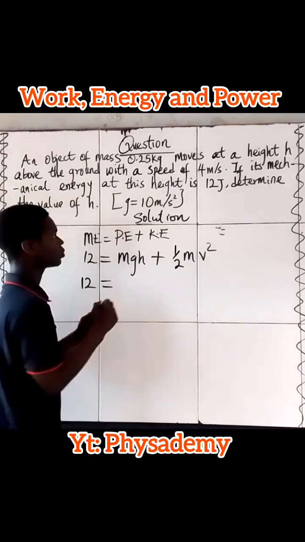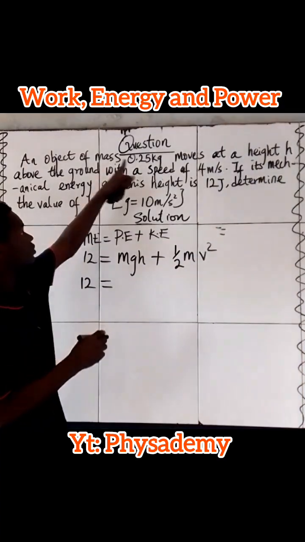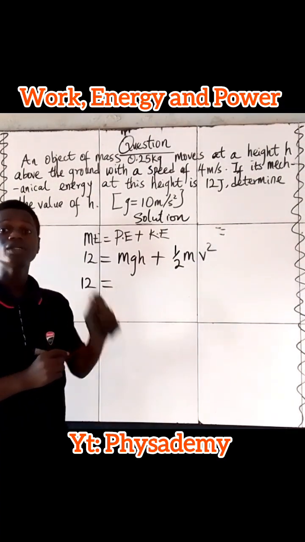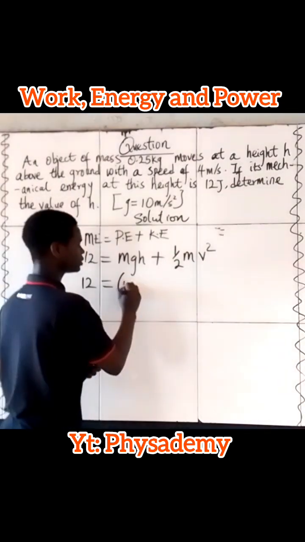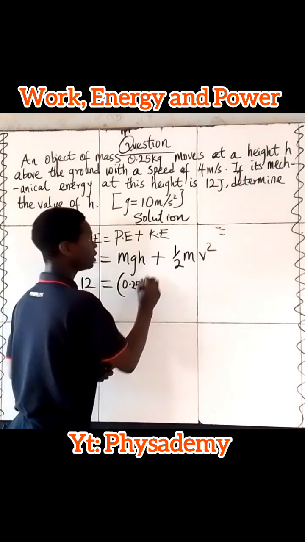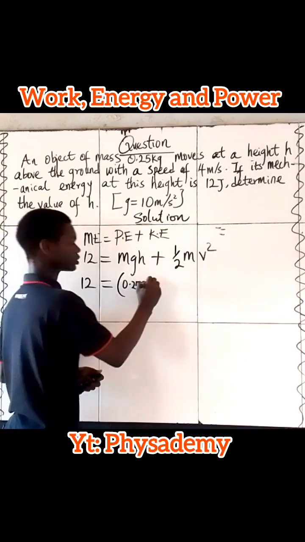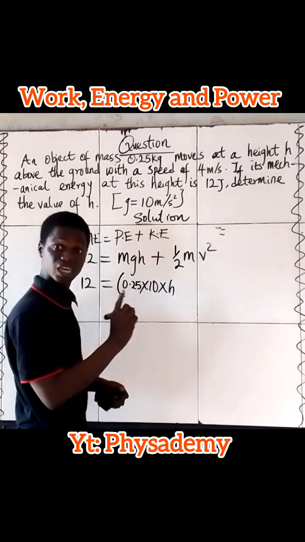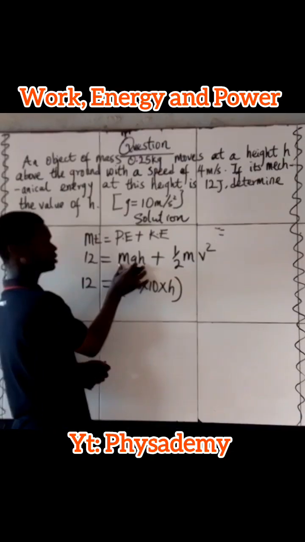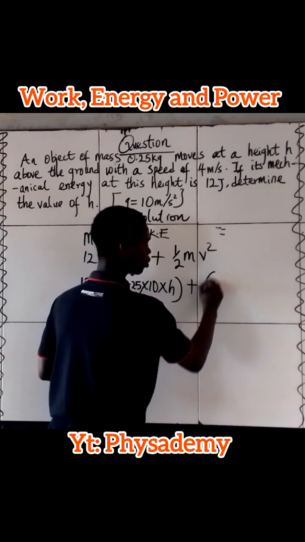12 will now be equal to, what is our mass? Our mass was given as 0.25 kg. So I can say bracket 0.25 kg times gravity, which was given as 10. Then the h is unknown, so we leave it as h. Then close the bracket, then add it to, open another bracket.